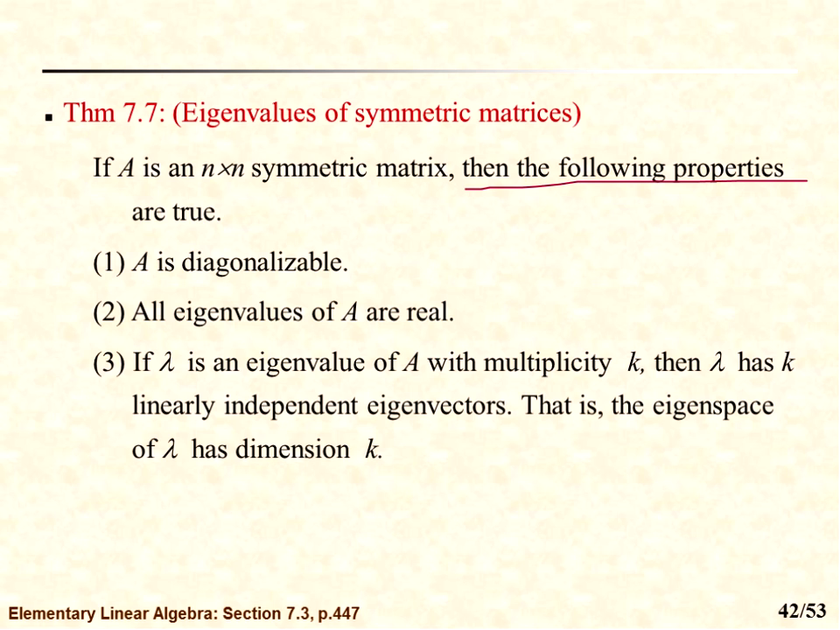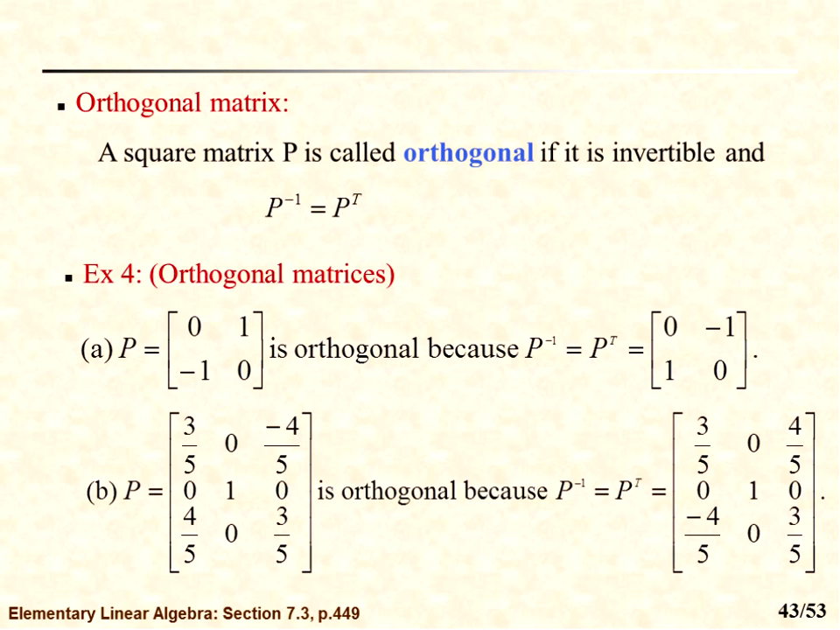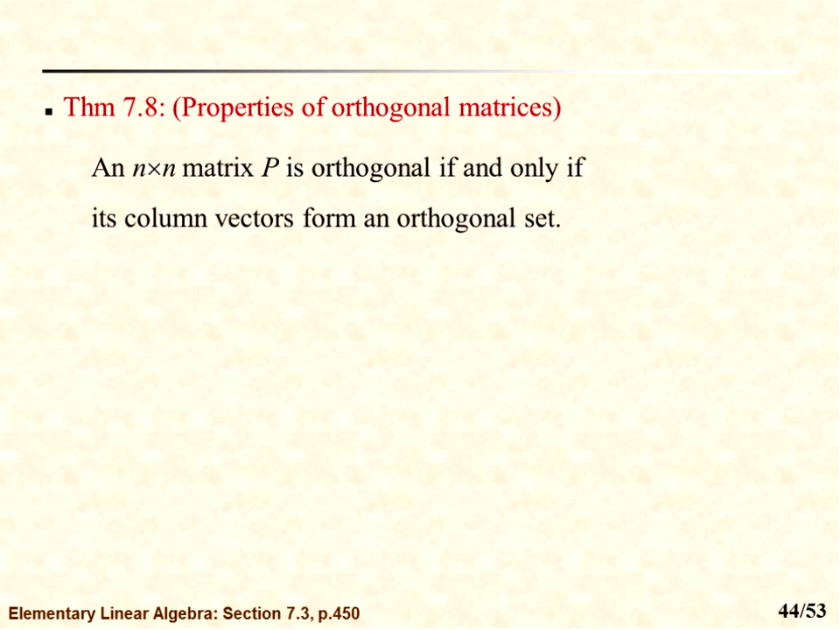All the eigenvalues of A are real. And the third property is if lambda is an eigenvalue of A with multiplicity k, then lambda has k linearly independent eigenvectors, that is, the eigenspace of lambda has dimension k.